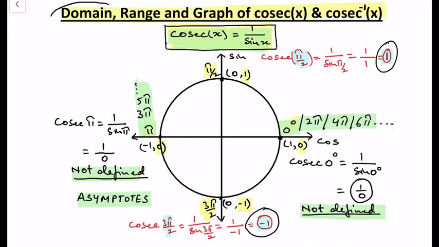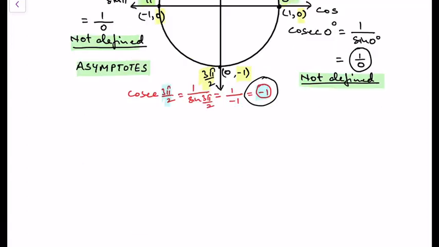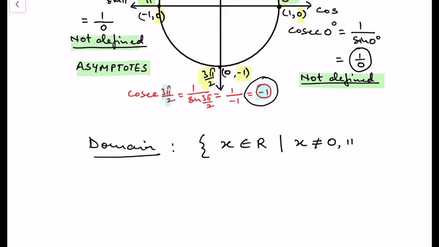So the domain of cosec x is any x other than 0, pi, 2 pi, 3 pi, 4 pi and so on. So domain is x belongs to real numbers, but it cannot be 0, pi, 2 pi and so on, or we can say that x cannot be n pi.